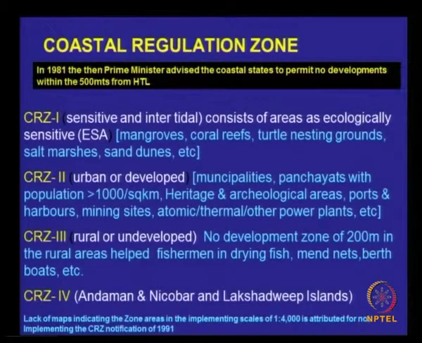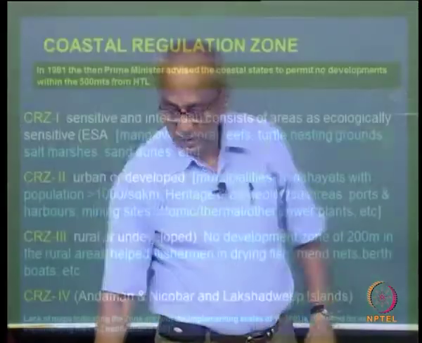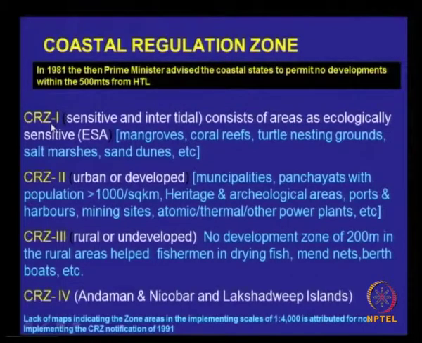For CRZ, Coastal Regulation Zone, I suggest you check the net; just search for coastal CRZ and this itself will take you to all the details. There are basically 4 zones: CRZ1, sensitive and intertidal, consisting of areas that are ecologically sensitive, that is ESA. These are stretches of the coast where mangroves, coral reefs, turtle nesting grounds, etc. are found. These all come under CRZ1.